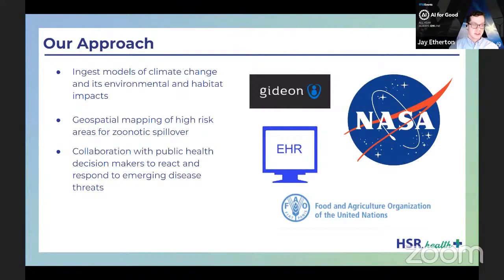The plan is to then use the insights gained from this model to inform proactive response for public health decision makers and appropriate parties where outbreaks may be occurring.